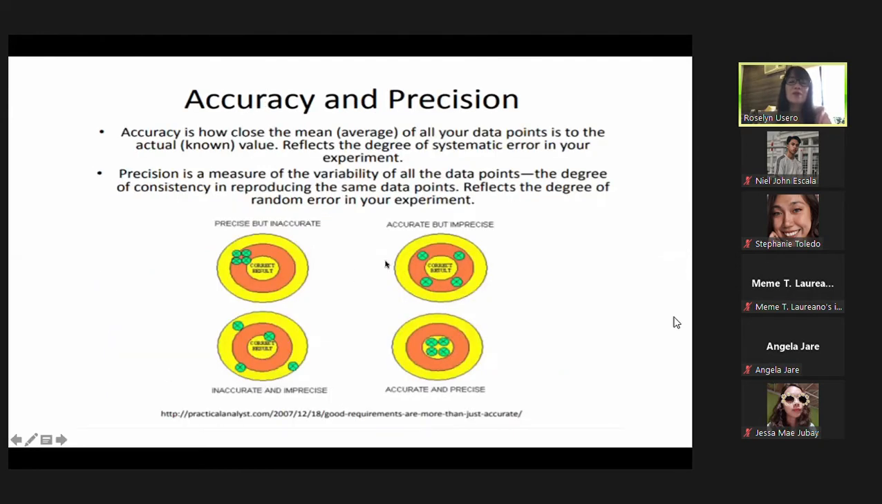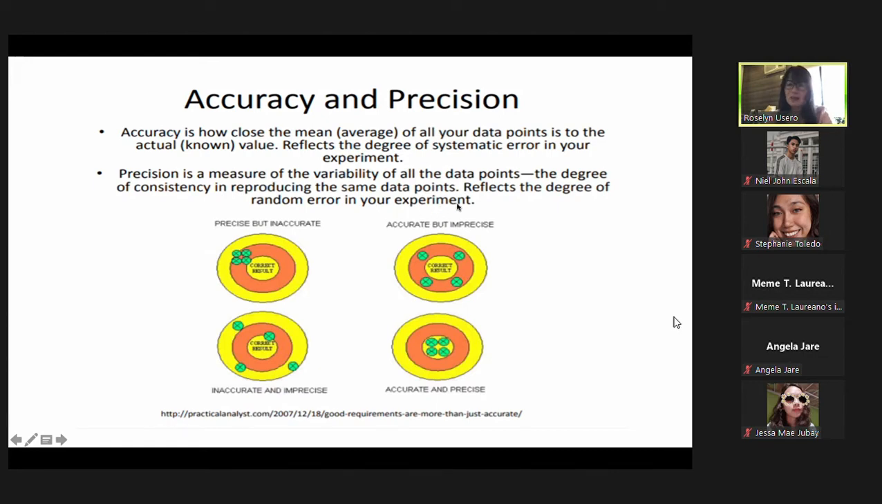This one, I think you are already familiar with this, no? Since senior high. The difference between accuracy and precision. And this will be part of your computation. So accuracy is how close the mean or the average of all your data points to the actual or known or true value. It reflects the degree of systematic error in your experiment. While precision is related to repeatability or standard deviation, diba? It is a measure of the variability of all data points, the degree of consistency and reproducing. So reproducibility also, the term, no? The same data points. It reflects the degree of random error in your experiment.